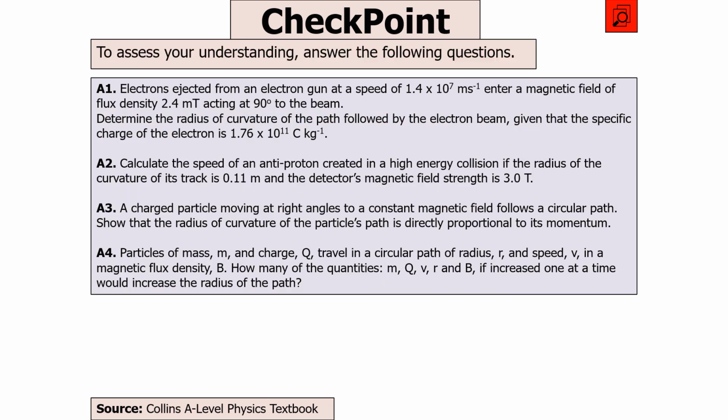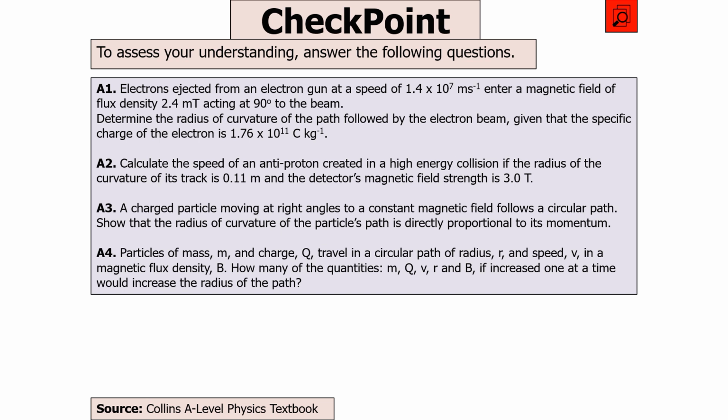The next question says, electrons ejected from an electron gun at a speed of 1.4 times 10 to the 7 meters per second enter a magnetic field of flux density 2.4 milliteslas acting 90 degrees to the beam. Determine the radius of curvature of the path followed by the electron beam, given that the specific charge of an electron is 1.76 times 10 to the 11 coulombs per kilogram. Then calculate the speed of an antiproton created in a high energy collision if the radius of the curvature of the track is 0.11 meters and the detector's magnetic field strength is 3.0 teslas.